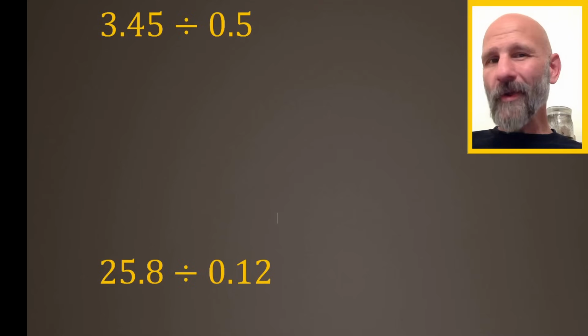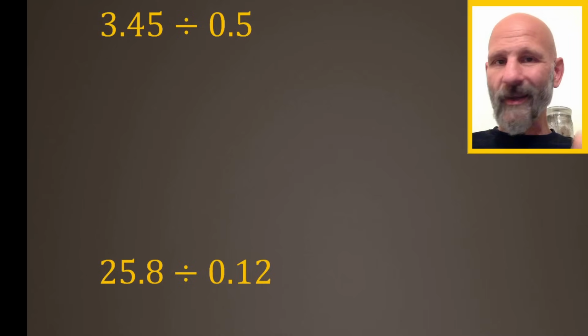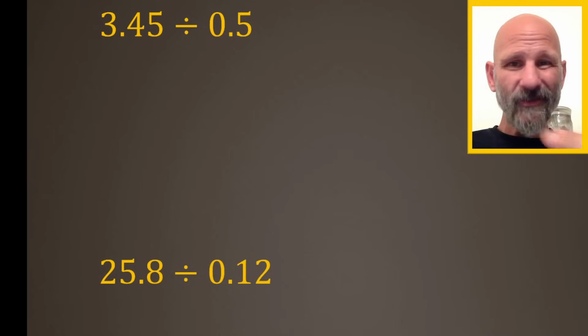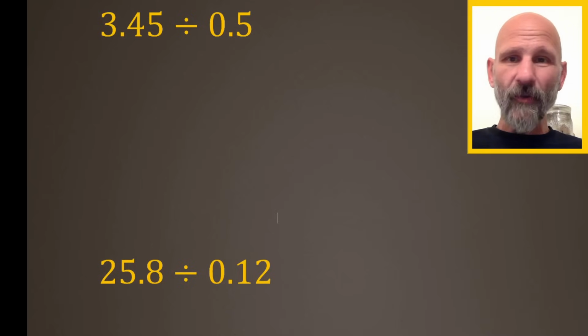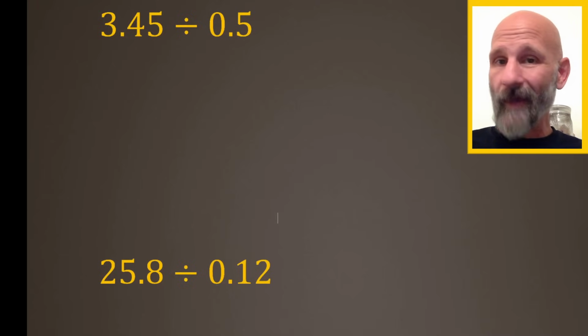All right, so here we are going to divide a decimal by a decimal. Not super tricky as long as you remember how regular numbers work, because we're going to do the same thing. We're going to turn part of them into whole numbers, and then the rest just falls right through. So here we go. We're doing 3.45 divided by 0.5, or 5/10.